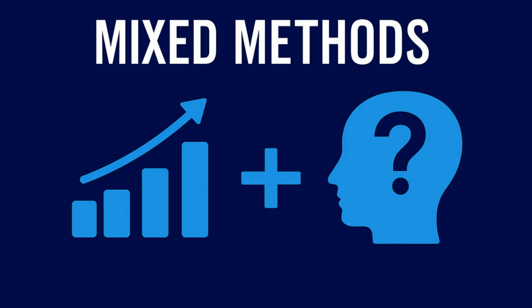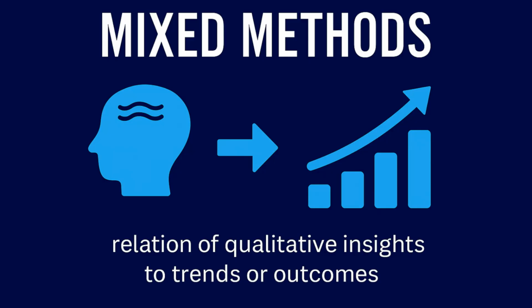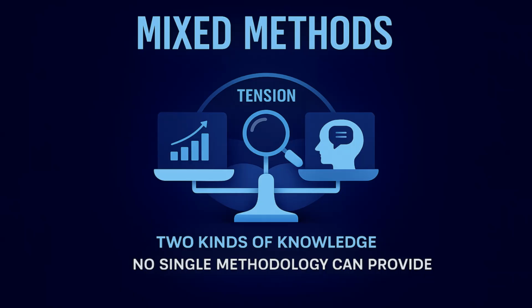A mixed methods design becomes necessary when the missing knowledge is dual, when part of the tension in the research problem is empirical and another part is conceptual. This occurs when there is a measurable pattern that cannot be understood without exploring the mechanisms that produce it. It also occurs when rich experiential insights need to be examined in relation to broader trends or measurable outcomes. Mixed methods inquiry is not used because it feels balanced or thorough. It is used because the logic of the problem demands two kinds of knowledge that no single methodology can provide.